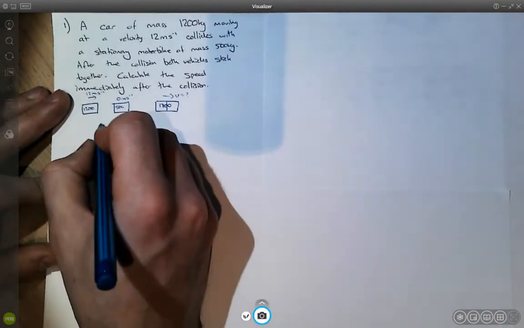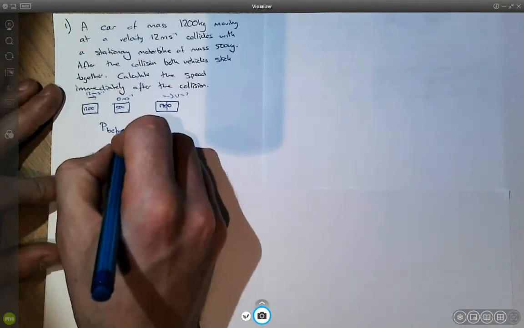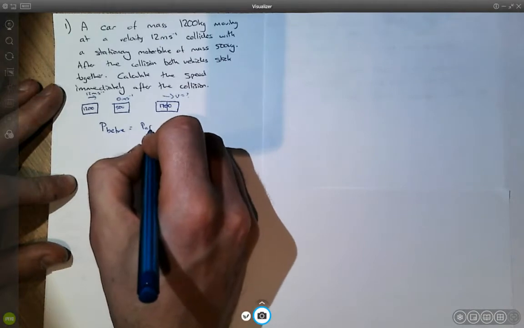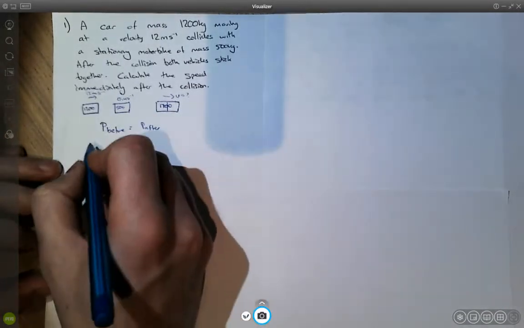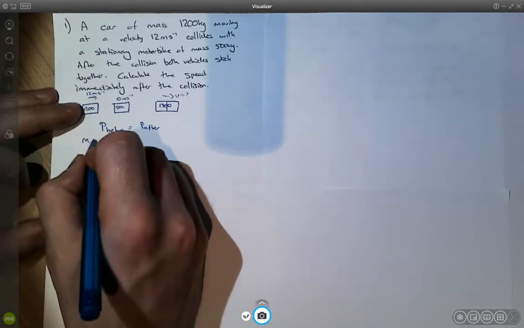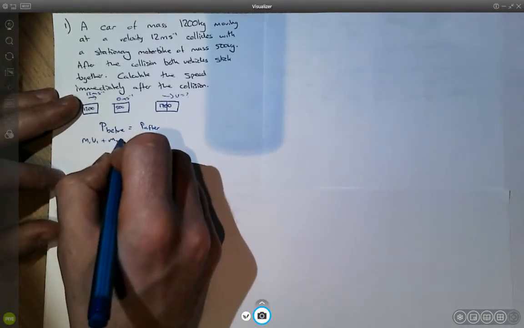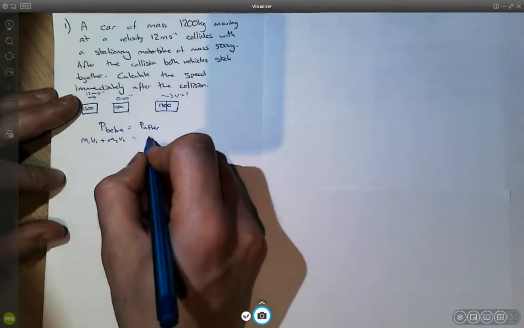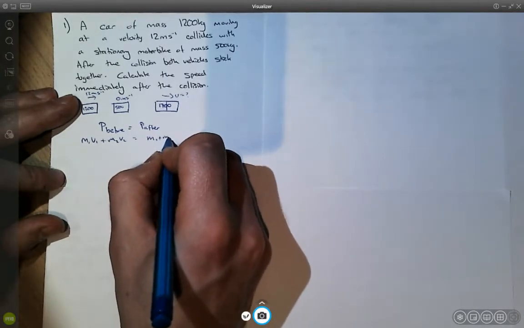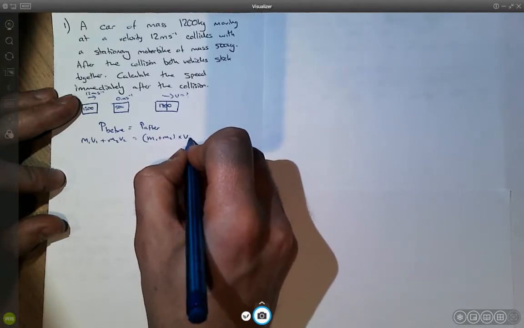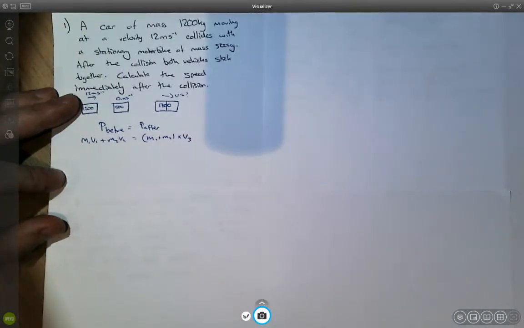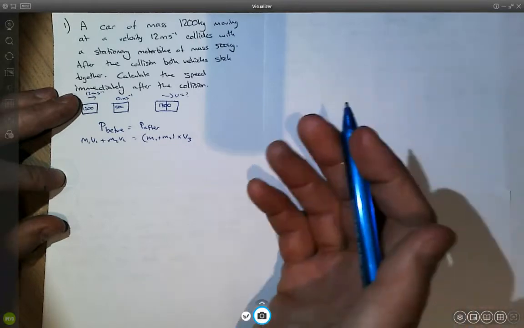So what we need to say is the momentum before is going to be equal to the momentum after. This is the conservation of momentum. So what is the momentum before? It's going to be m1 v1 plus m2 v2, and the momentum after will be the combined mass, because they stick together as we've been told, times the combined velocity, which I'll call v3, but you could call v nu or vc for v combined.